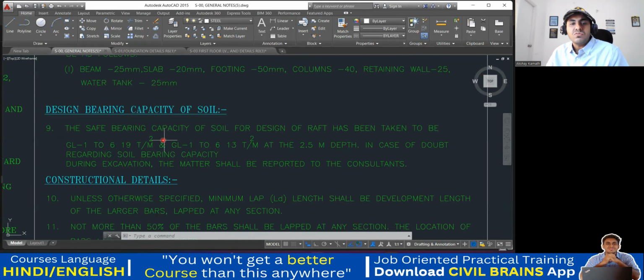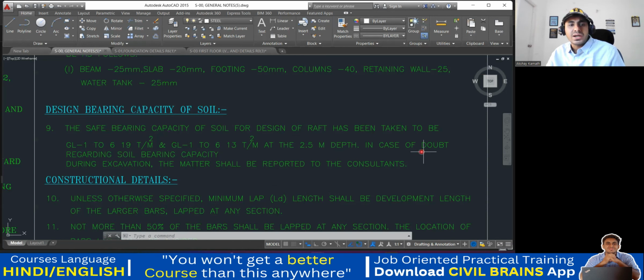Next, the safe bearing capacity of the soil for the design of the raft has been taken to be GL -1 to 6. That means if you are standing at ground level, from the ground level up to 1 meter, and from 1 meter to 6 meter, you are getting a soil bearing capacity of 9 tons per square meter. From GL -1 to 6, you are getting 13 tons per square meter at 2.5 meter depth.